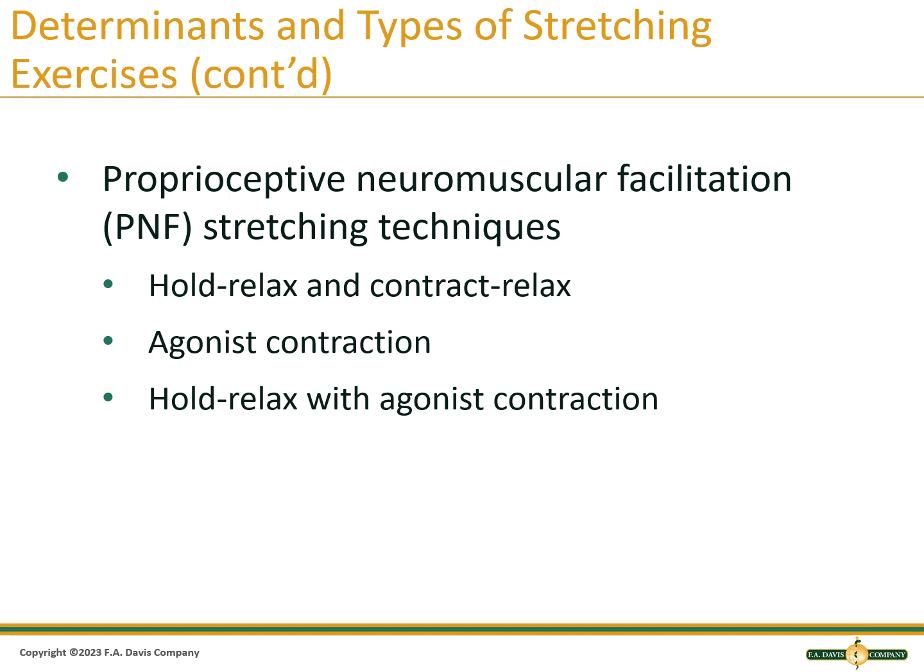But understanding that hold-relax and contract-relax are two commonly utilized PNF stretching techniques. Hold-relax is where we're going to have the antagonist contract for a brief isometric hold before further stretch is applied. Contract-relax is where we will have the agonist contract for an isometric hold before the stretch is applied again. And then we can also have a hold-relax with an agonist contraction, where we're essentially having a co-contraction of the agonist and the antagonist prior to applying a further stretch.